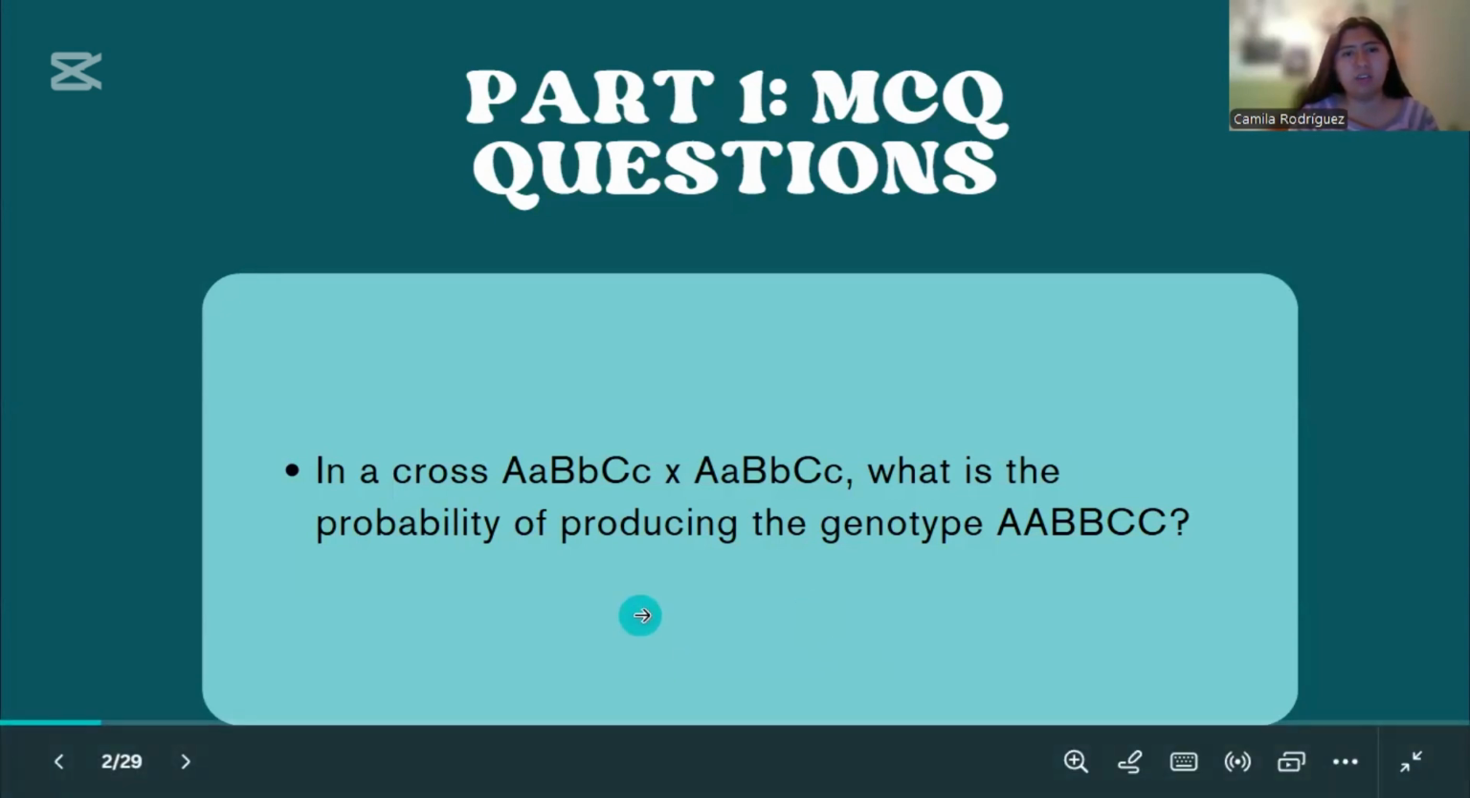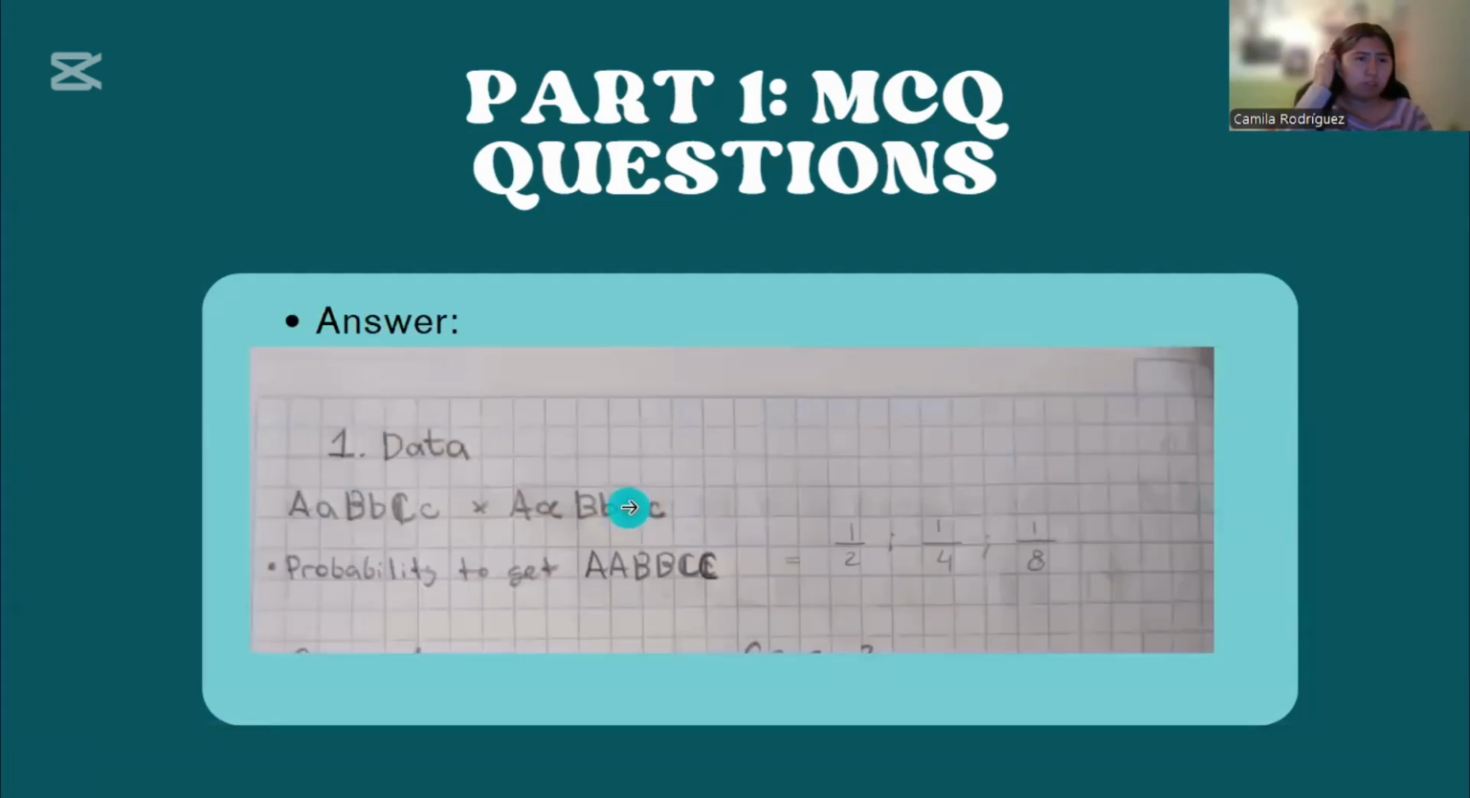So first, in a cross of AaBbCc multiplied by the same AaBbCc, what is the probability of producing the genotype AABBCC, all dominant? As you can see here, in this problem we have a lot of data. So the first step will be to collect all the data that we have. For the first part, we have to collect first what we are going to use to solve the exercise.